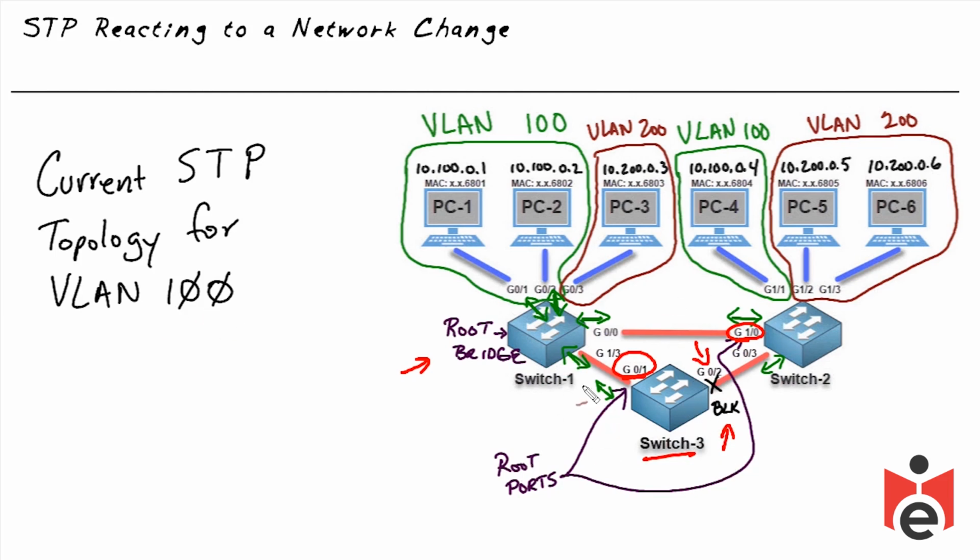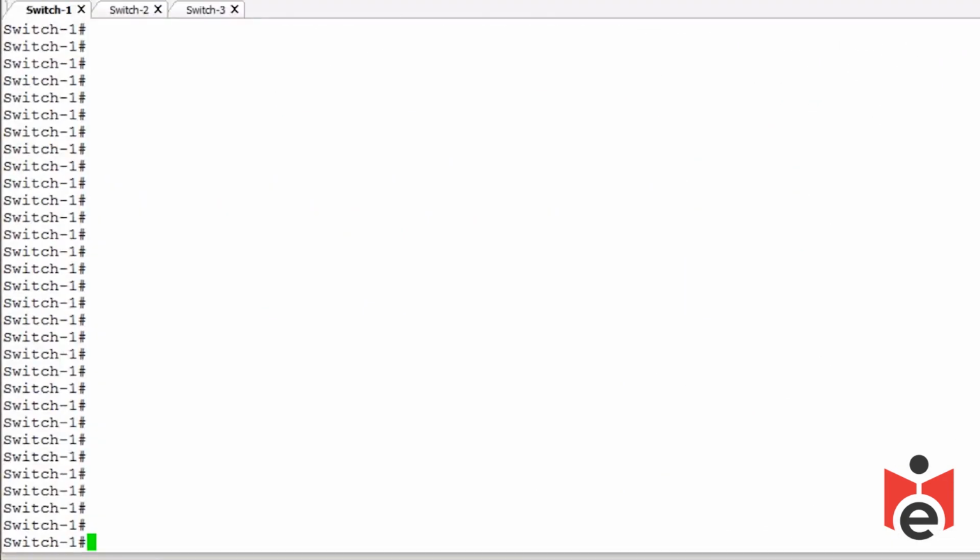So what we'll do is we'll go in, we'll verify that everything's forwarding for VLAN 100 except for that one port, and then we'll simulate a failure by shutting down one of these interfaces between switch 1 and switch 2. Spanning tree will recognize that change, and it'll move this interface right here on switch 3 out of the blocking state and into the forwarding state so we still have connectivity through the network. Before we make any changes, let's take a look at the current state.